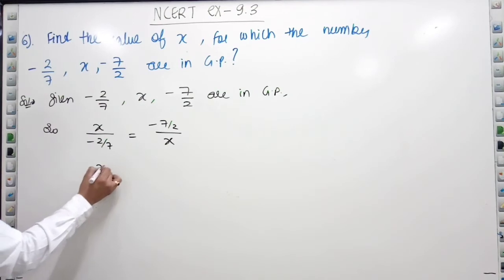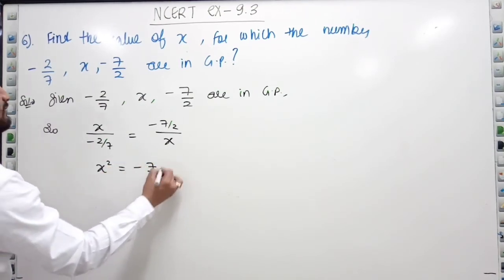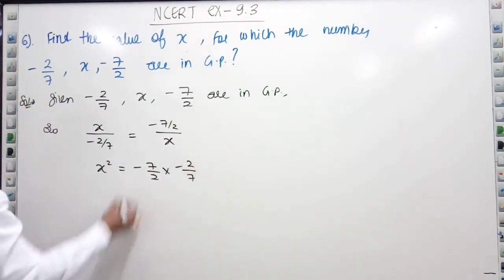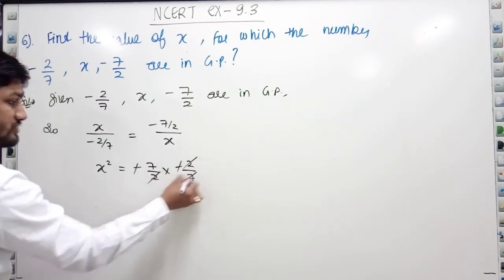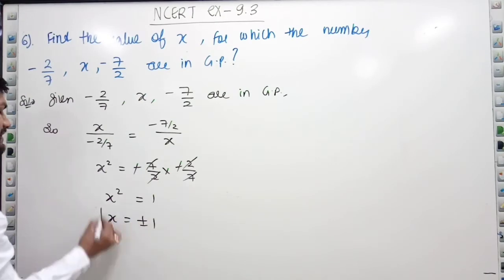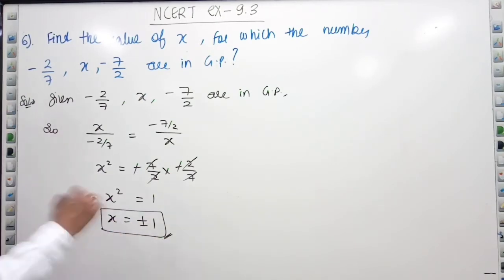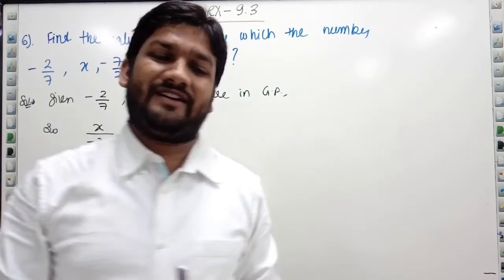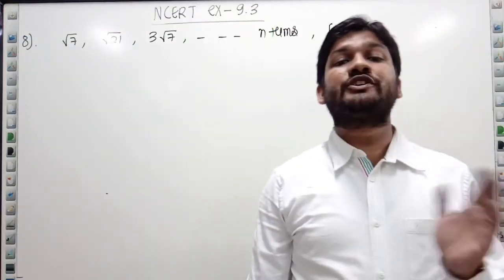I am cross multiplying. x square equal to minus 7 by 2 into minus 2 by 7. Minus and minus cancel, 2 and 2, 7 and 7. So x square equal to 1. So x equal to what? Plus minus 1. And this is the answer. This is what we needed to calculate. Now next question, question number 8.